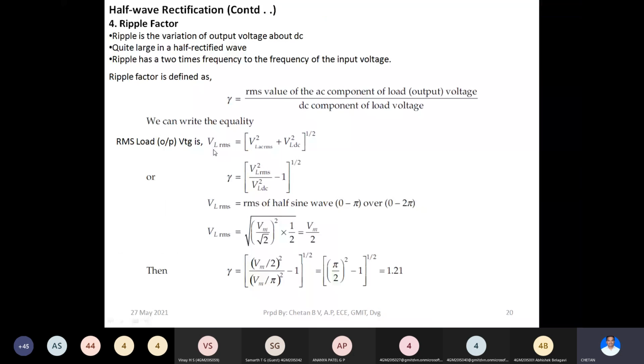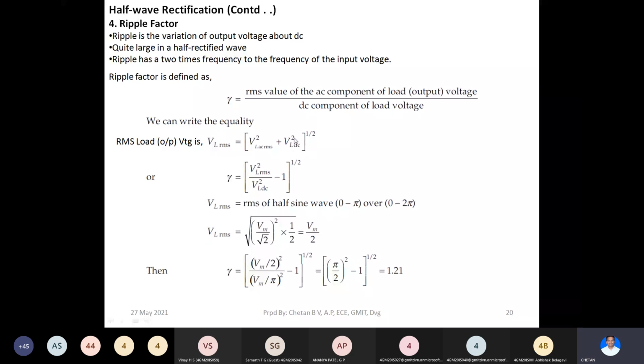It will have two components because your output is not pure DC. First one is the AC component. The second one is the DC component. Therefore, VLRMS is square root of 1 by 2 is nothing but square root of VL ACRMS square plus VLDC square.